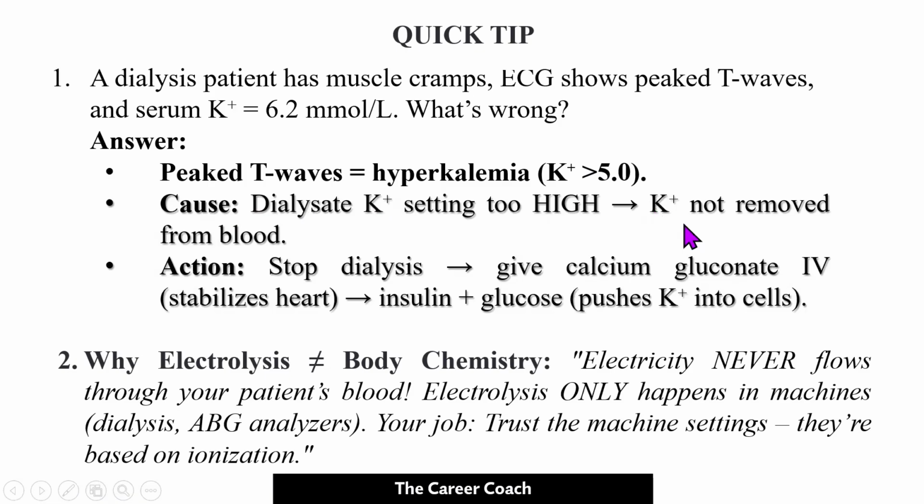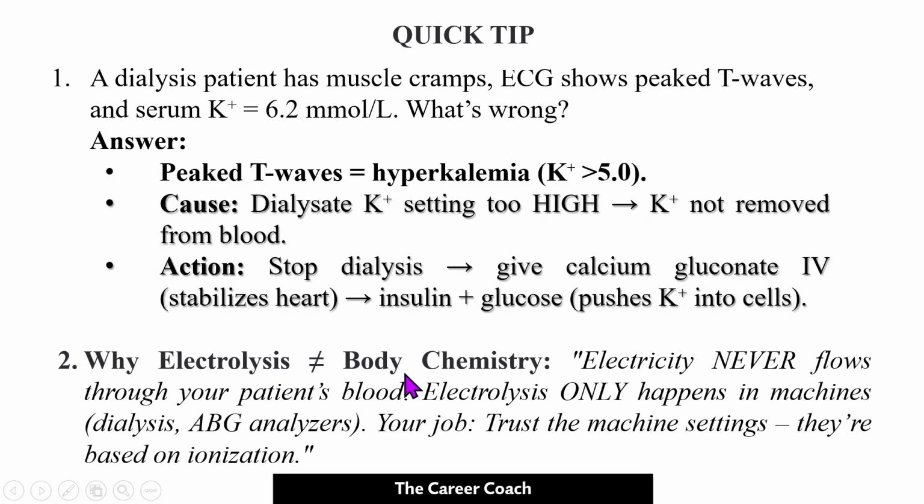This led to potassium ion not being removed from the blood. Nursing action. Immediately stop the dialysis and give calcium gluconate IV. This will stabilize the heart. Insulin and glucose help to push potassium ion into the cells. Number 2, take note of this.